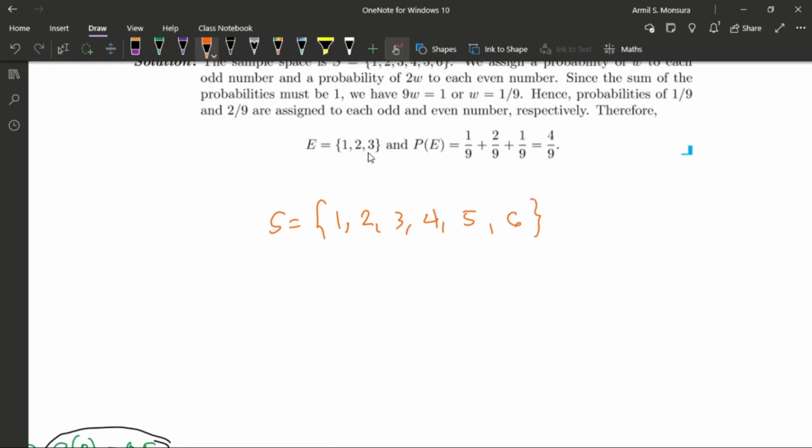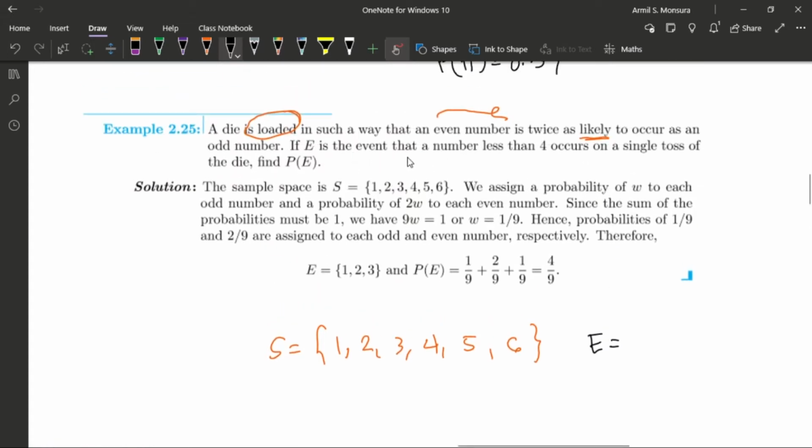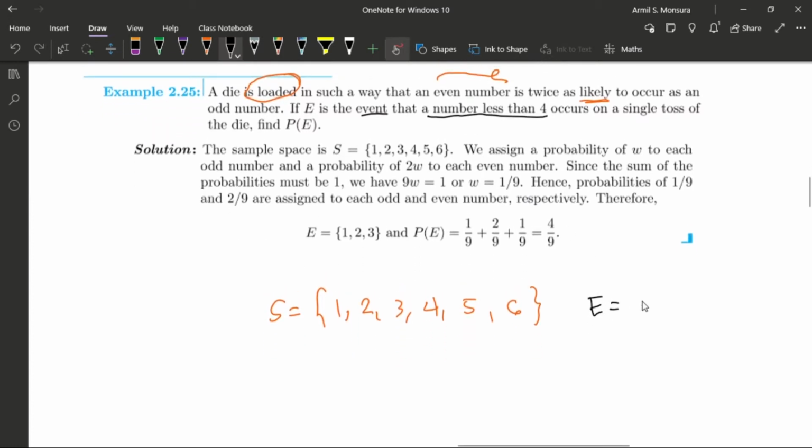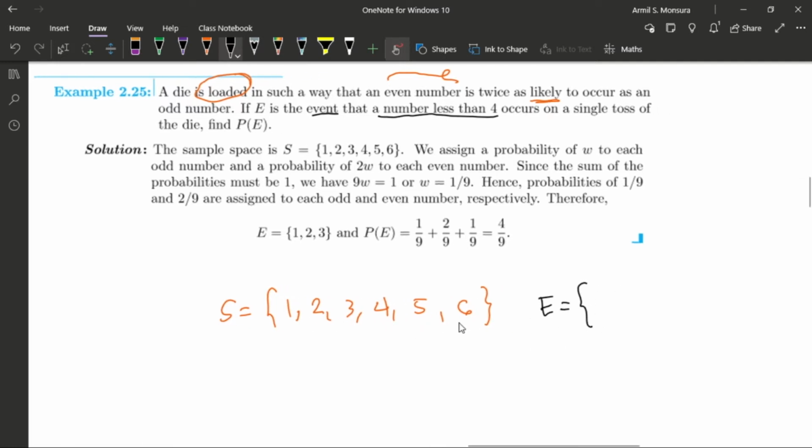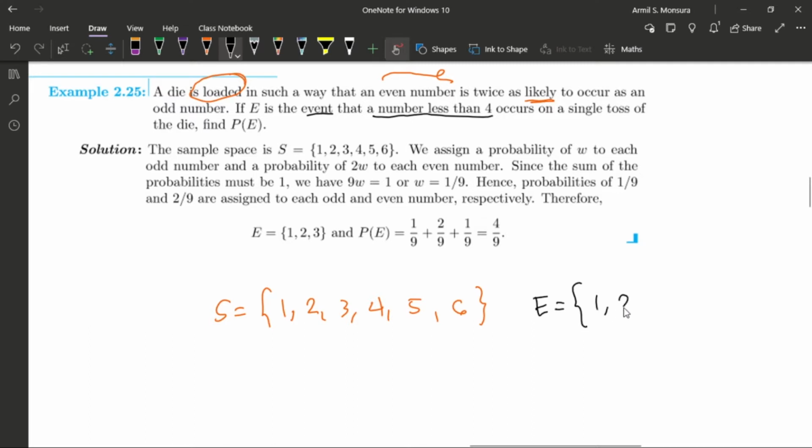Okay? So, ayan. Now, let us define the event E muna. And ano nga yung event E? Event E is the event that a number less than 4 occurs on the single toss of the die. So, ibig sabihin, yung event E natin is yung subset nito that is less than 4. So, anong mga elements yun? That would be elements 1, 2, and 3. Yan yung mga elements na less than 4 dito sa sample space natin.